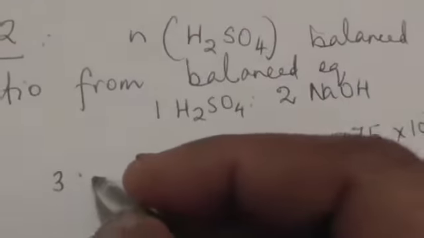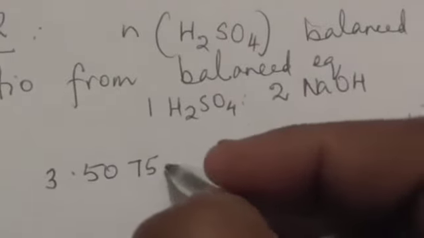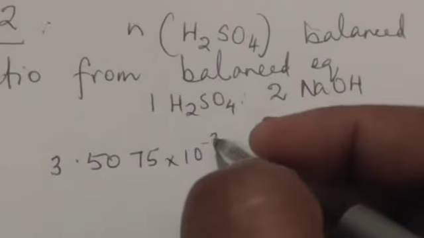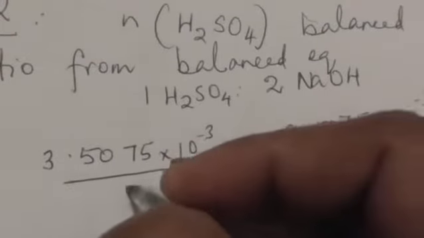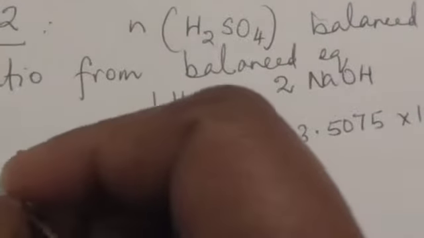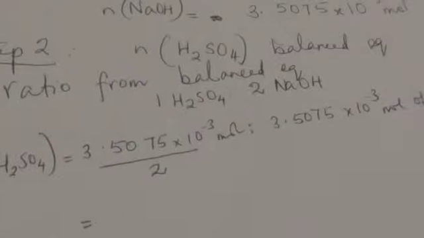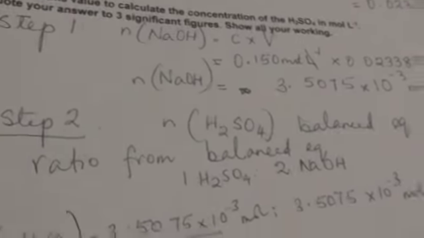So how much of sulfuric acid will I have? I will have 3.5075 into 10 raised to the power of negative 3 divided by 2 mole, and this will be for sulfuric acid. So that means you have half the number of moles of sulfuric acid.